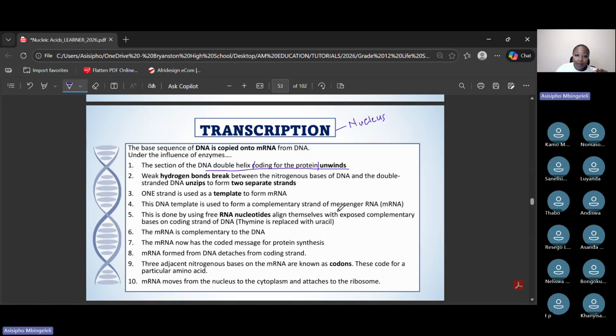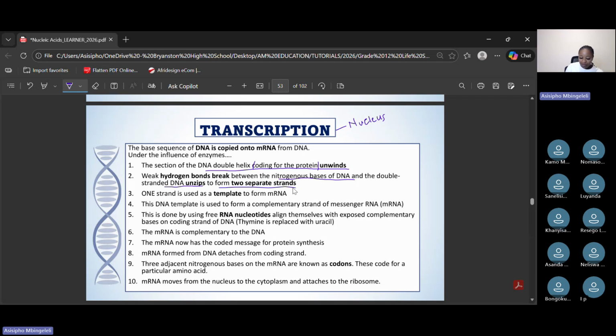Let's look at the second point. Weak hydrogen bonds between the nitrogenous bases of DNA and double-stranded DNA unzips to form 2 separate strands. The bonds are going to break, and then the molecule unzips to form 2 separate strands.